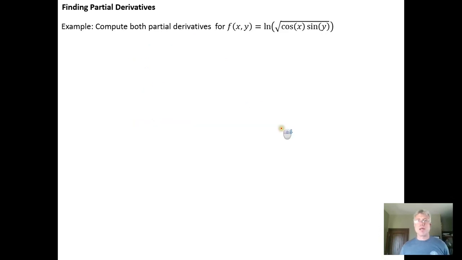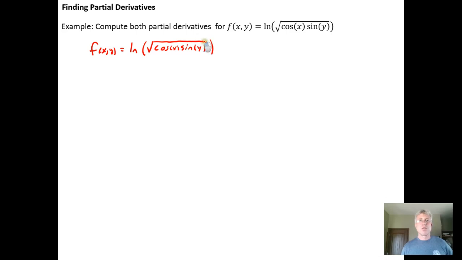So we'll do one more example. I tried to come up with a creative function that was nasty. I mean, we could make it nastier, but I thought this one was nasty enough. The natural log of the square root of the product of the cosine function and the sine function.